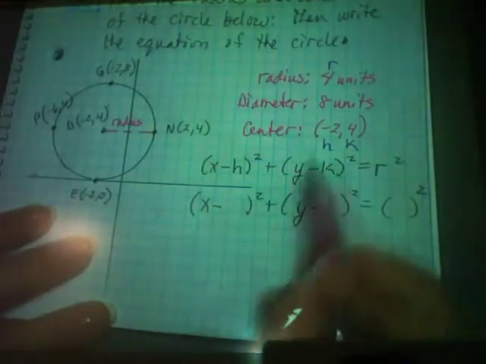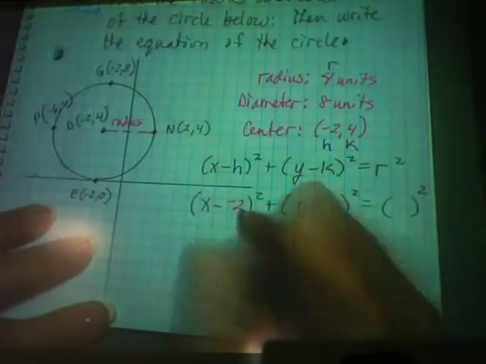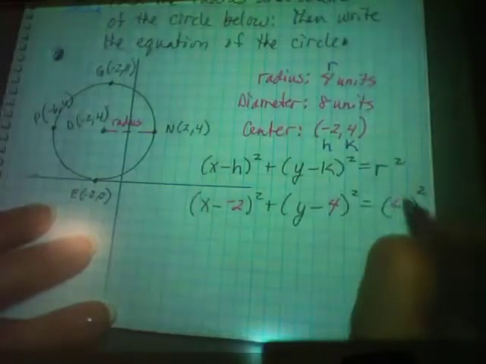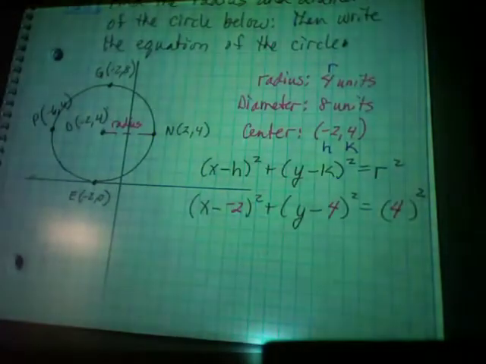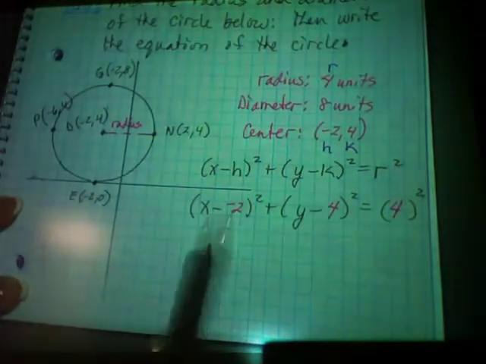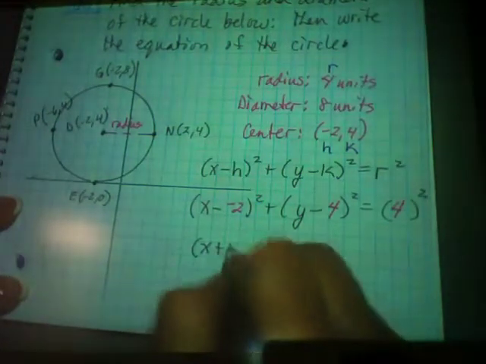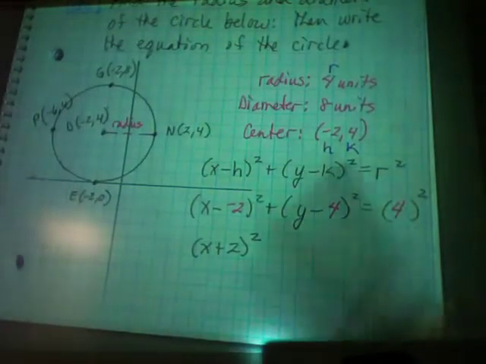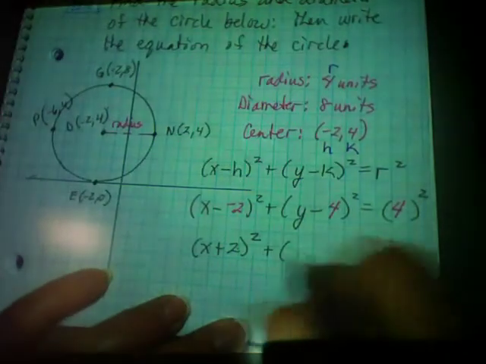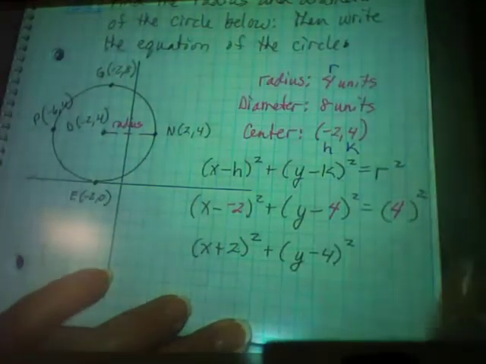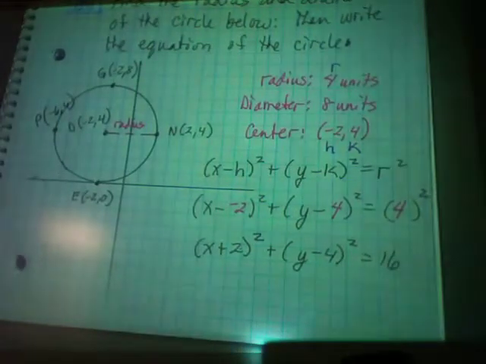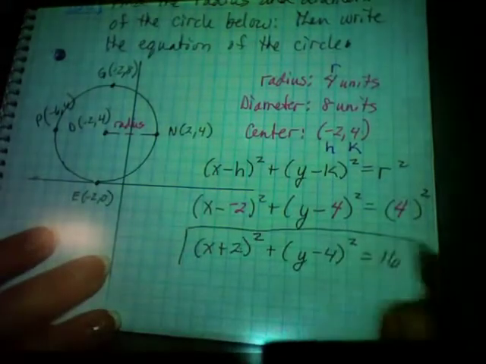So I know that my h is negative 2, my k is 4, and my radius is 4. The reason I end up with the opposite sign is because I add the opposite here. So my final answer is x plus 2 squared, so the opposite sign of h ends up in the parentheses, plus y minus 4, which doesn't change, squared, equals, and you must multiply out the 4 to 16. And so there's the equation of your circle.